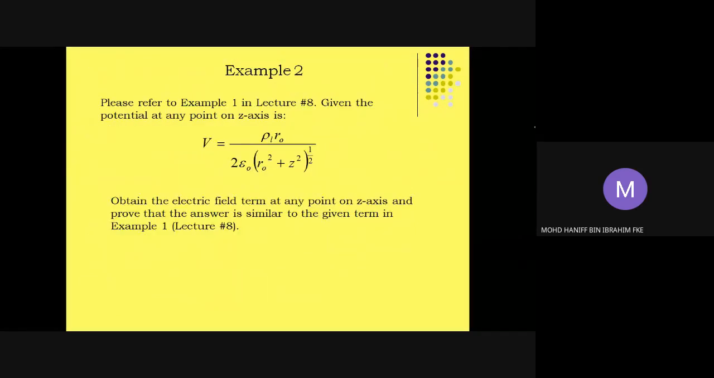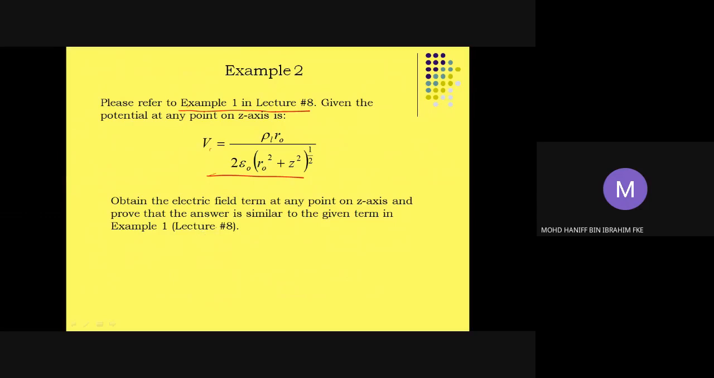We proceed to example 2 on this gradient method. Basically, this example 2 is related to example 1 in lecture 8. Given the potential at any point on the z-axis is V equals rho L R naught over 2 epsilon naught times (R naught squared plus z squared) to the power of one half, the question is to obtain the E field at any point on the z-axis and prove that the answer is similar to the given term in example 1.